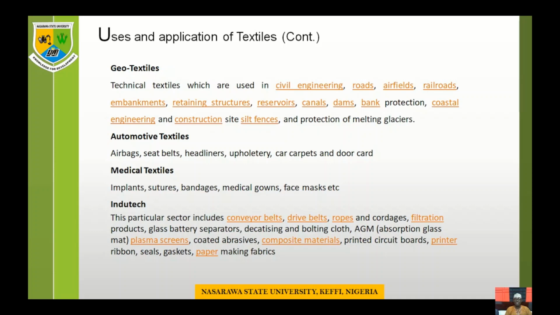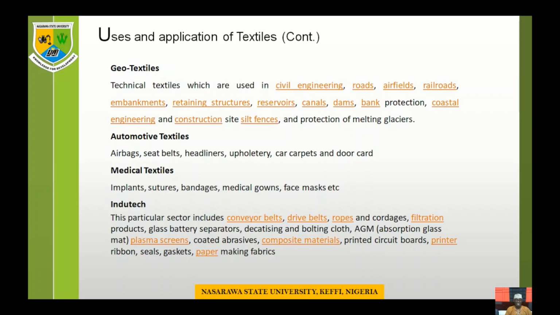Technical textiles which are used in civil engineering, roads, airfields, railroads, embankments, retaining structures, reservoirs, canals, dams, bank protection, coastal engineering and construction site, silt fences, and protection of melting glaciers.